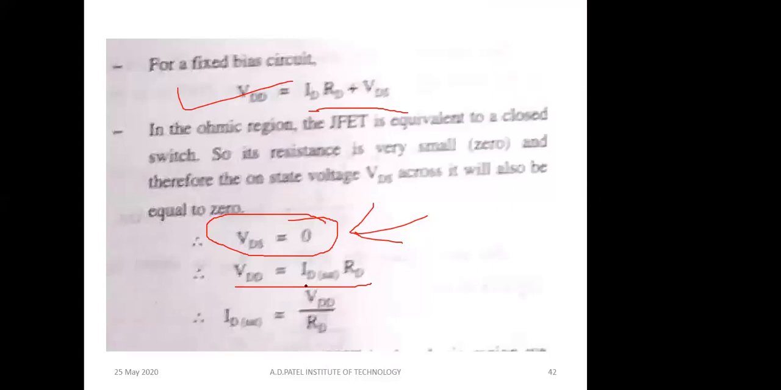So we have VDD equal to ID into RD plus VDS. If we say it is an on switch, then VDS is equal to 0. If we are behaving the FET as an on switch, then VDS is equal to 0. At that time, according to this equation, it will be only ID saturation, the highest value of the current, so ID saturation into RD. From this equation, we can say ID saturation is equal to VDD by RD. So whenever you want to operate the FET in the saturation region, you just keep this ID saturation value less than IDSS.